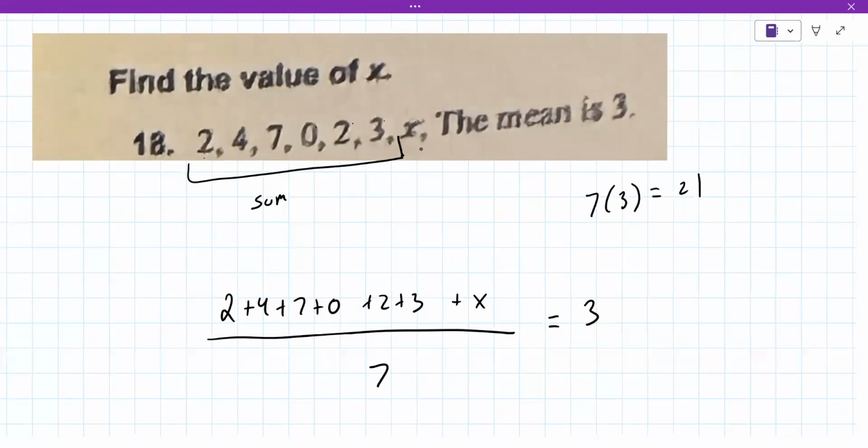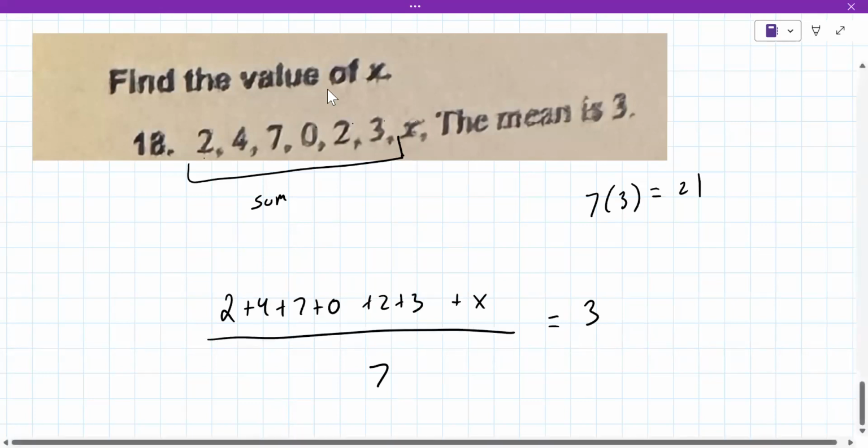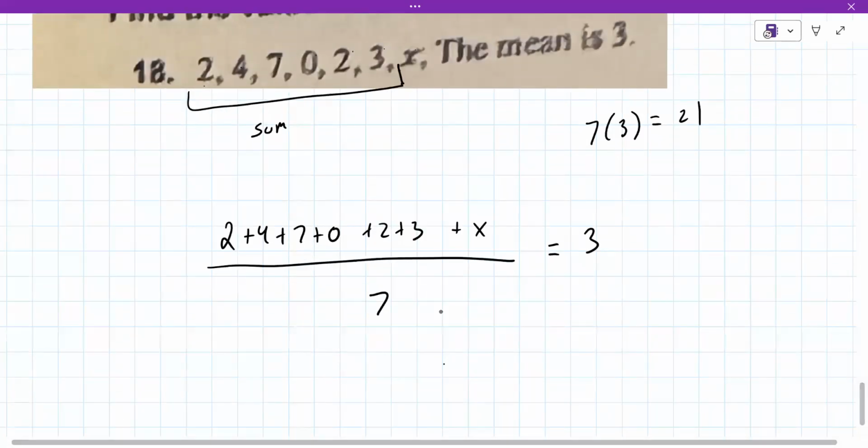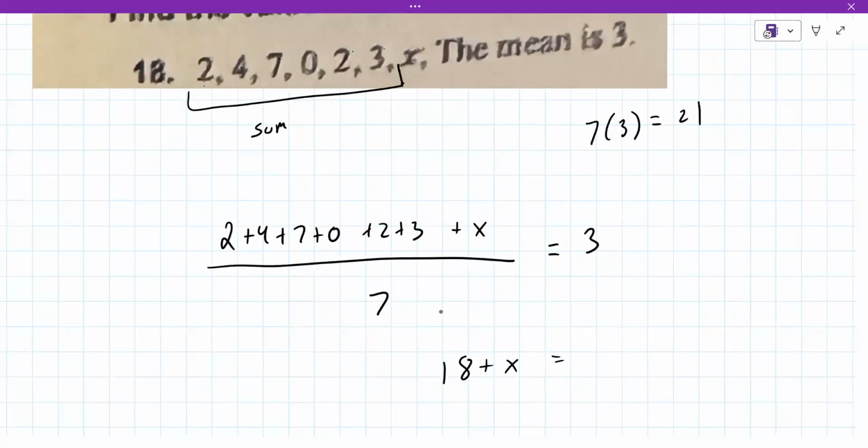Okay, so then 2 plus 4 plus 7 plus 2 plus 3 is divided by, wait, what am I doing? I can just multiply by 7. Exactly, yeah. So then that's 18 plus X. So that's 18 plus X equals 21. The X equals 3.